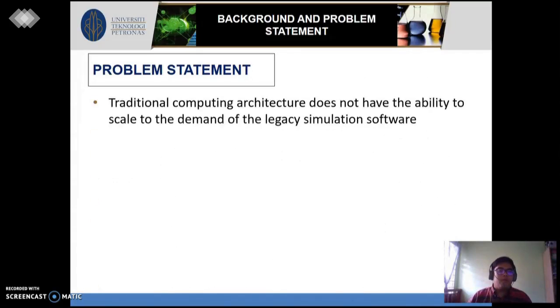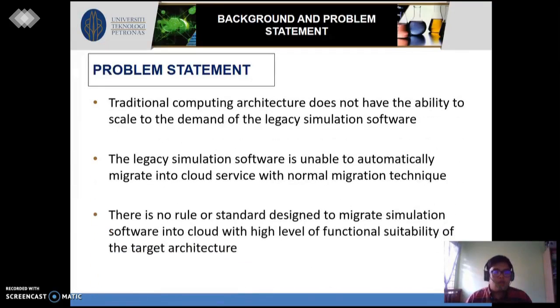Moving on to my problem statement. First, traditional computing architecture does not have the ability to scale to the demand of legacy simulation software. Second, legacy simulation software is unable to automatically migrate into cloud service with normal migration techniques. And lastly, there is no standard rule designed to migrate simulation software into the cloud with a high level of functionality of the target architecture.